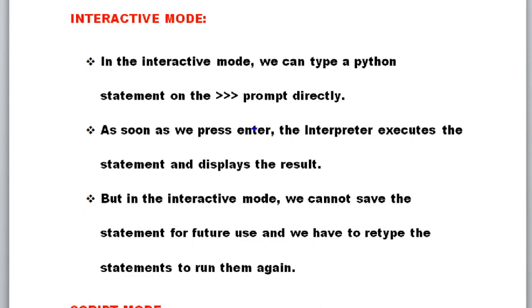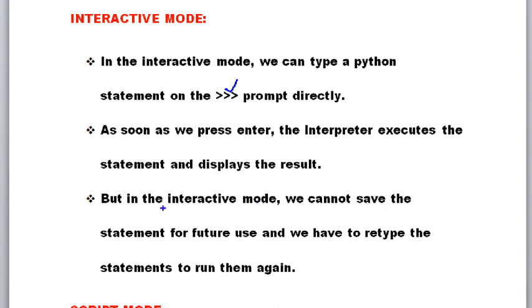That means, as we have just seen, whenever we open the Python window, we will see this symbol called the Python prompt. In interactive mode, we can type a Python statement on the prompt directly. As soon as we press enter, the interpreter executes the statement and displays the result. That means after opening the Python window, at the Python prompt we can type the program. Whenever we press the enter button, it automatically displays the result.